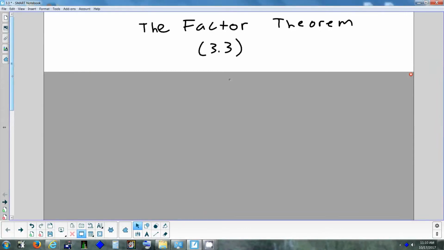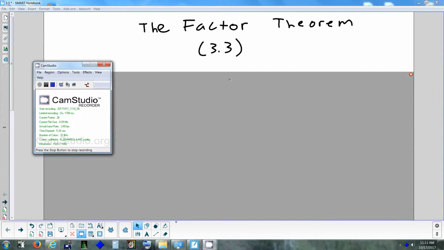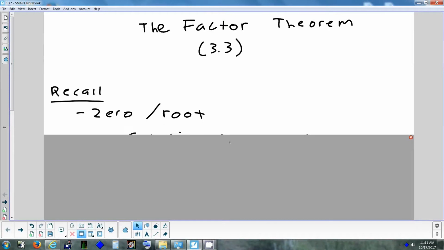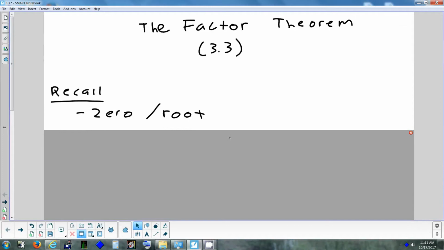Okay, so this week we're going to look at a few things. We're going to start off with what's called the factor theorem. This section gets into a little bit of long division. If you've done long division before with numbers, or with polynomials, it's pretty much the same thing we're going to look at today.